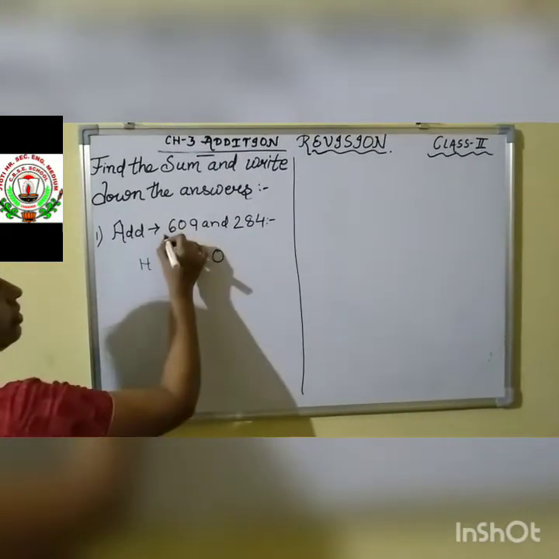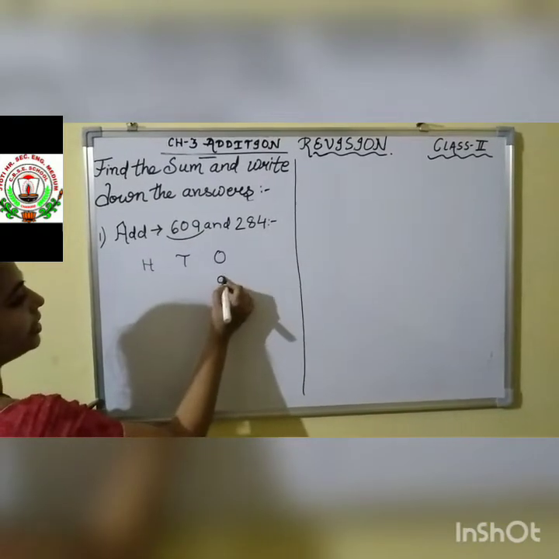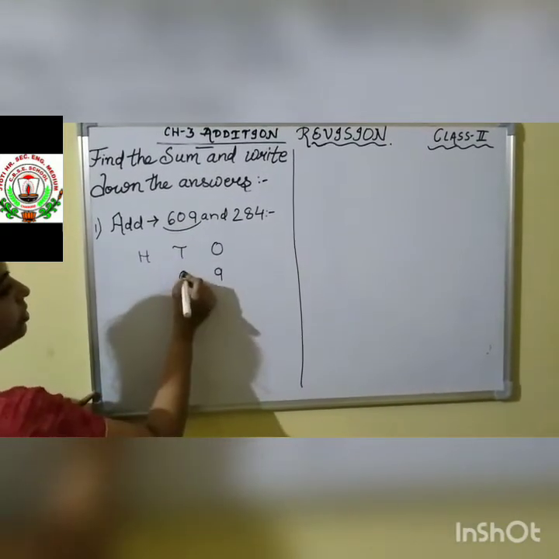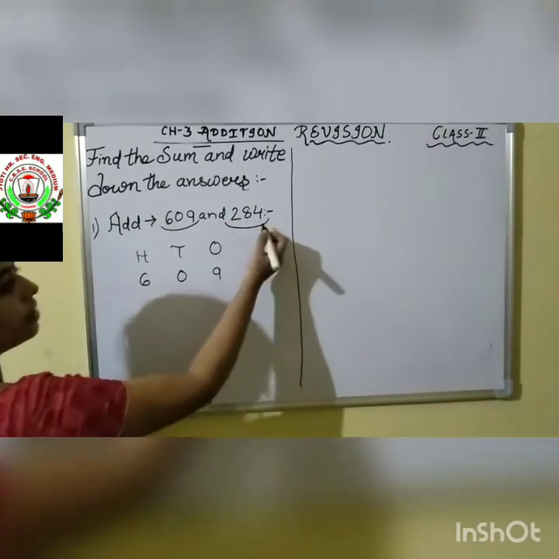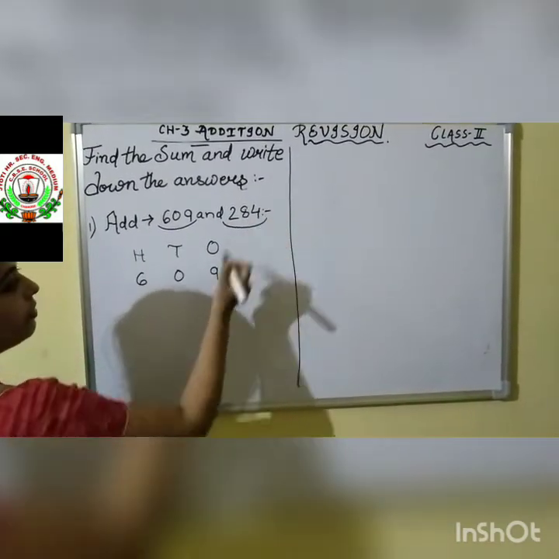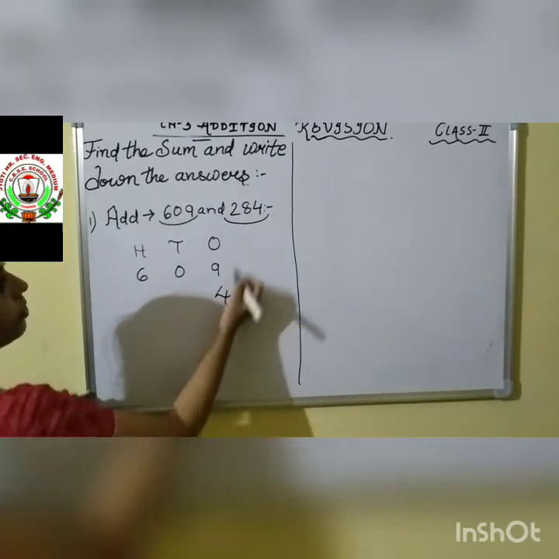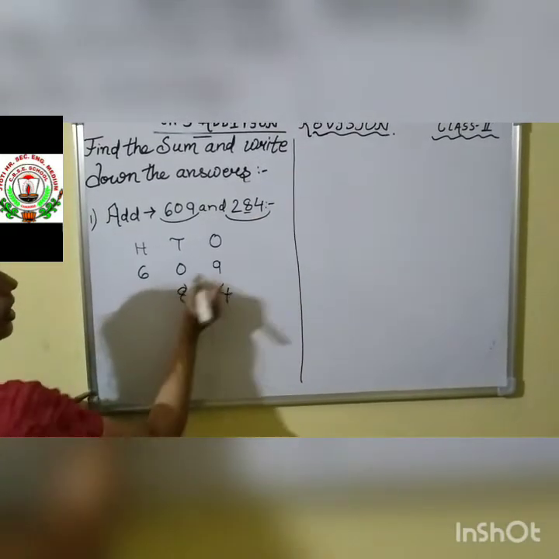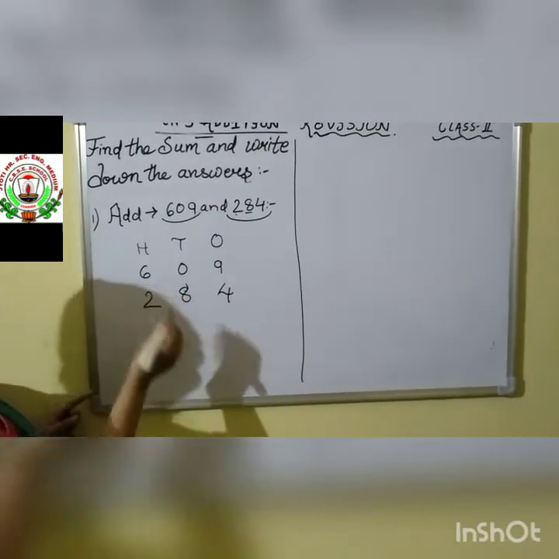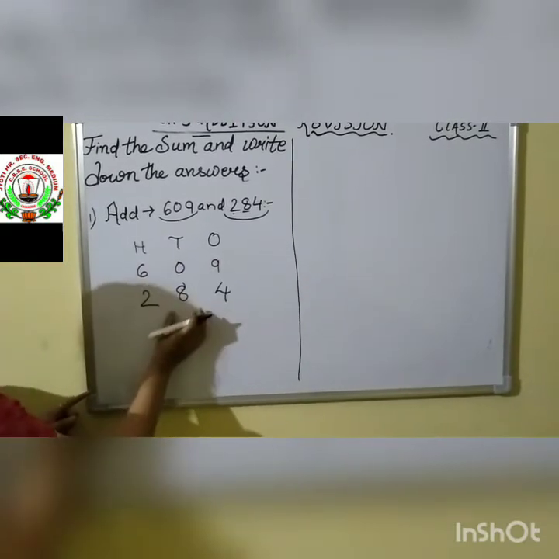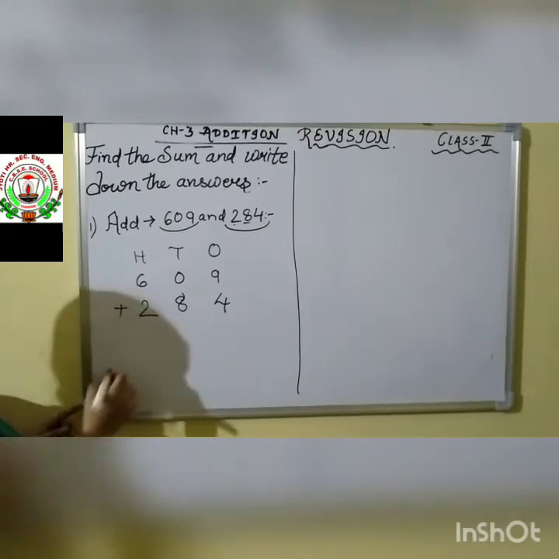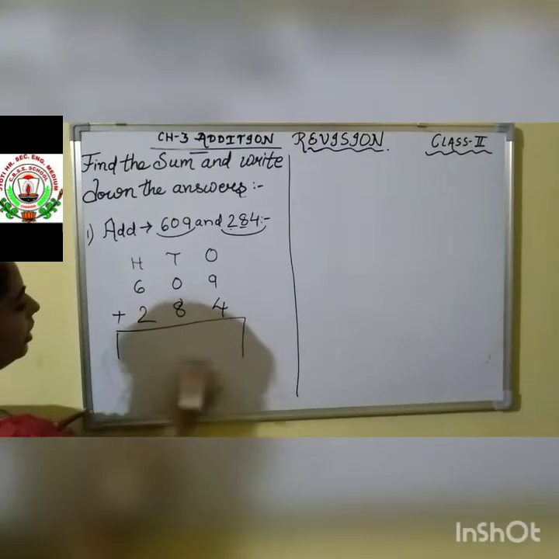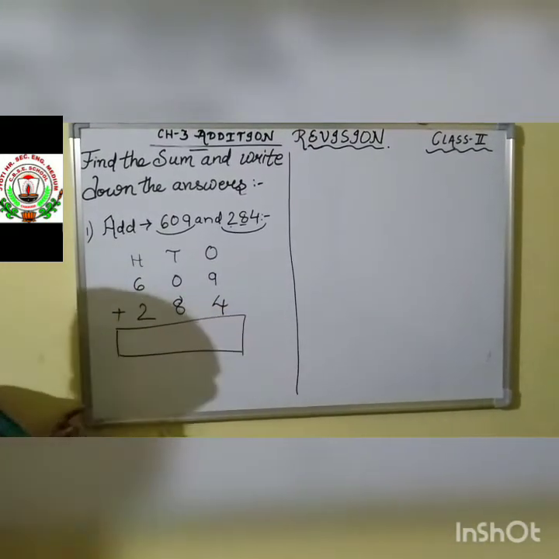Then write down the first number from the back side: 9, 0, then 6. Next number we have is 284. This way also we have to write it from the back side: 4, 8, and then 2. Write them in the ones, tens, and hundreds places like this. Put the addition sign and then do the addition. Then you will get the answer.